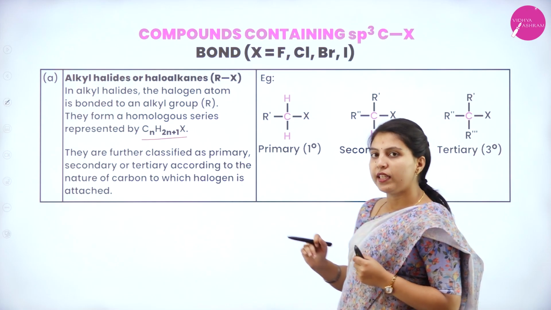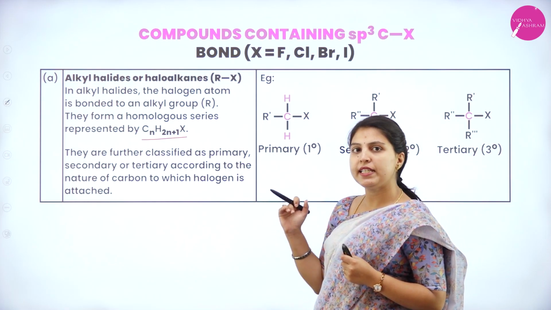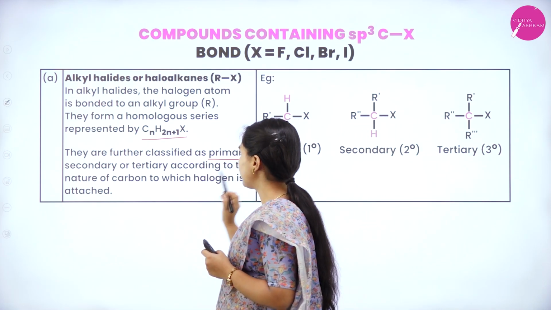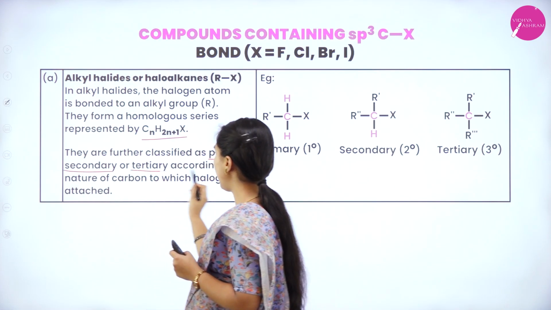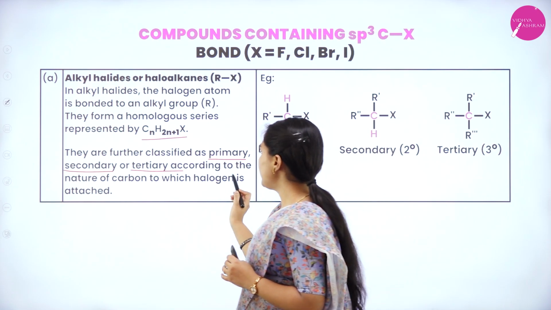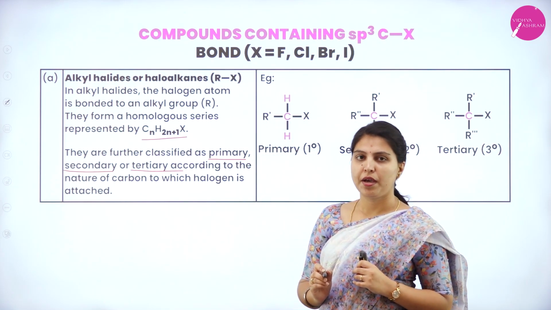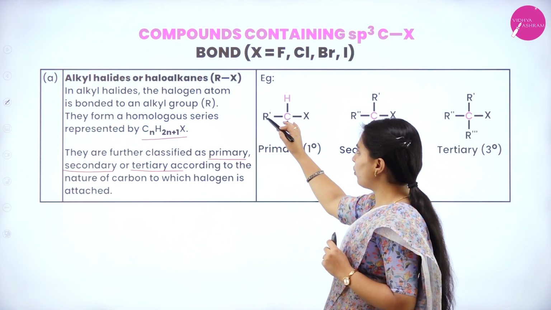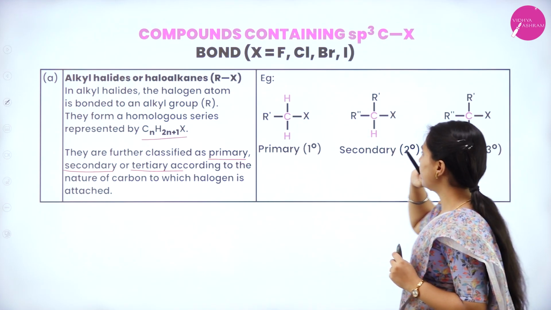They are further classified into primary, secondary and tertiary according to the nature of the carbon to which the halogen is attached. Primary means one alkyl group is attached to that carbon atom.